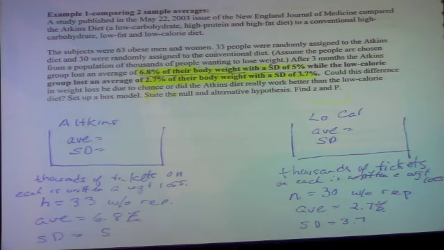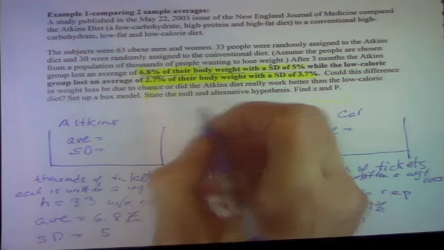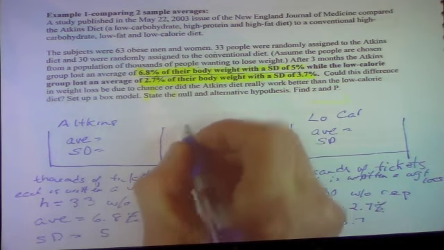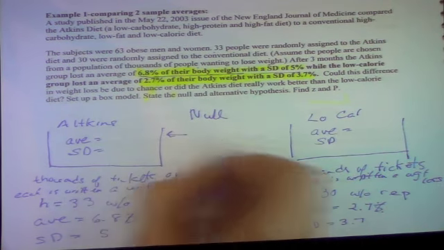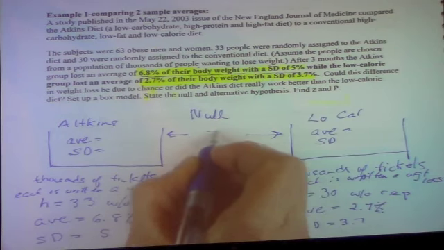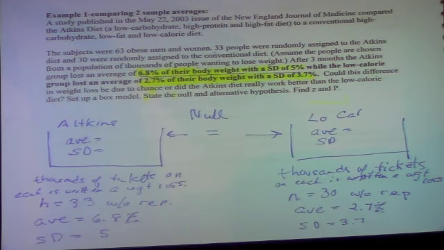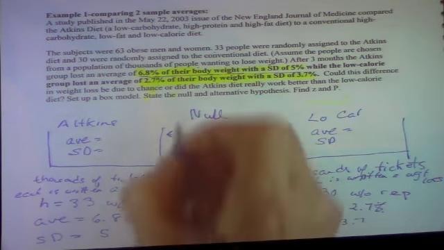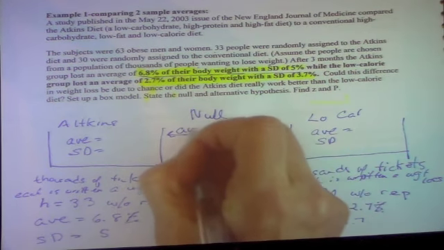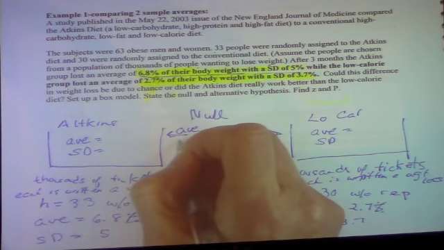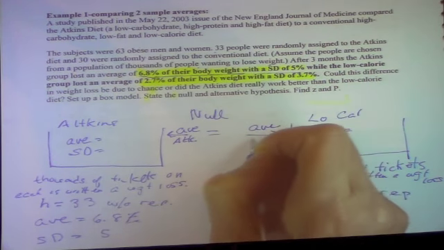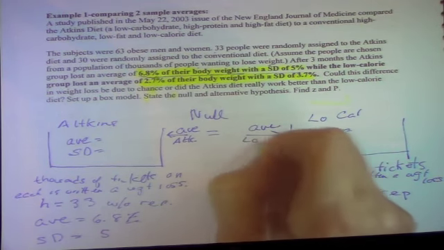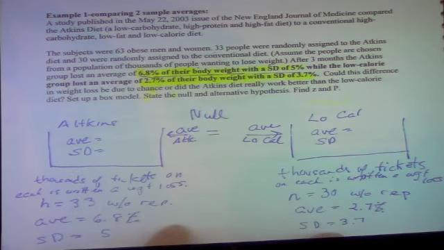Okay? And the alternative, so let's write that down. So the null says, the null is always what? That these two boxes are equal. What do I mean by that? That the average in Atkins is equal to the average in the locale. They're equal. And these differences we see are just due to the luck of the draw.